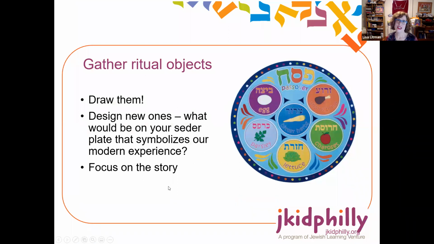So the next thing you need to do in advance, and your participants need to do in advance, is gather some of the ritual objects. Have the Seder plate. Now, maybe not everybody has one, and that's okay. You could certainly print one online. You could draw one. And what if I can't get all the ingredients I need? What if I can't find a shank bone? What if I can't find the maror?